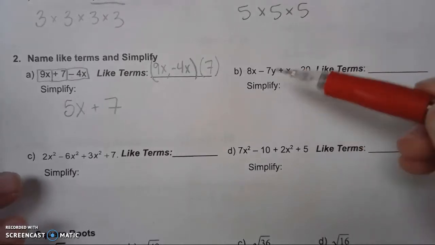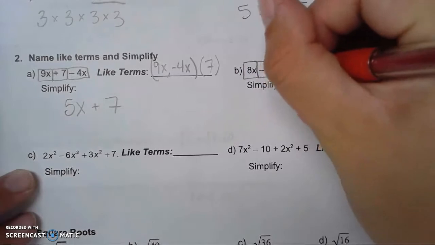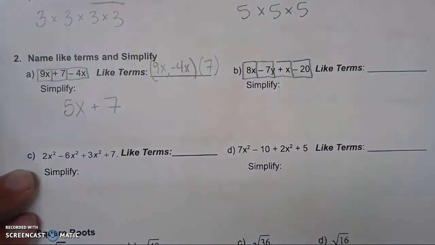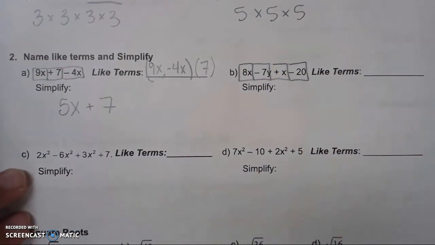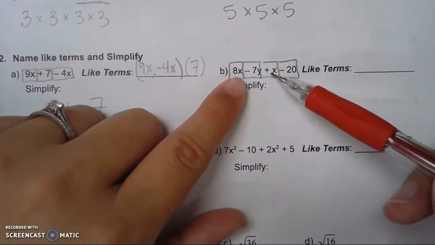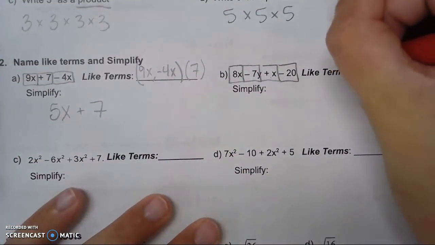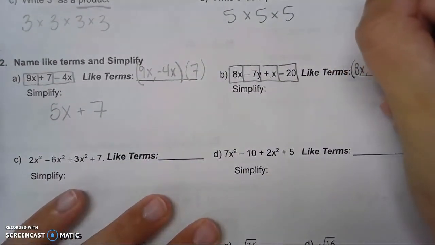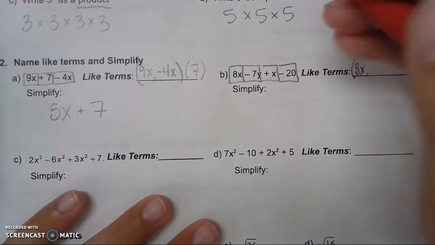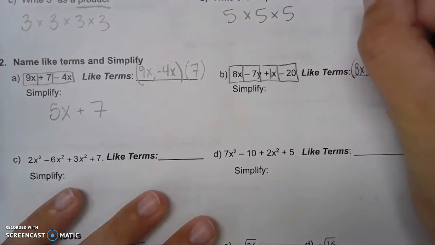So we'll do the same thing over here for B. I'm going to box in all of my terms and include the operation that's before it. And then now I can identify my like terms. So my like terms here are 8x and x, since they are both x's to the same power. So 8x and x. And please don't forget that if the variable is by itself, you can put an imaginary 1 before it. So over here I'm going to put 8x and 1x.